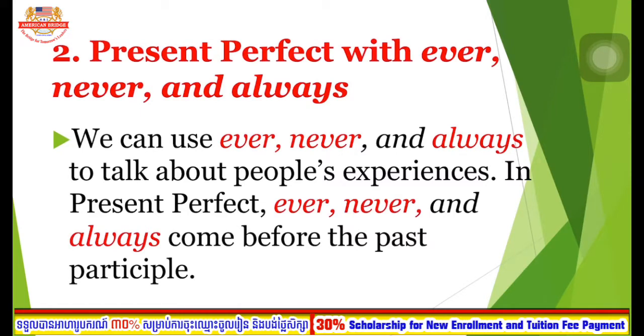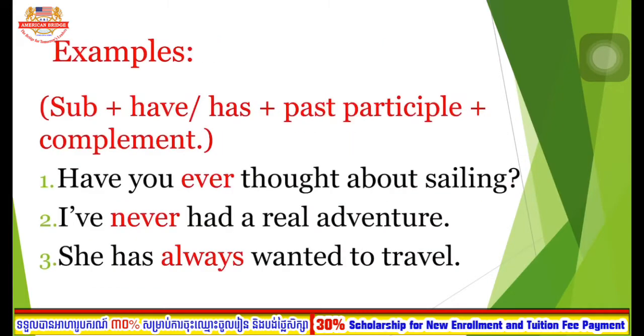Let's go to the example to make sure that you understand about the usage of this. Examples: subject plus have or has plus past participle plus complement. As you can see here, past participle means verb 3, and complement is like the subject, but it is a little bit longer.